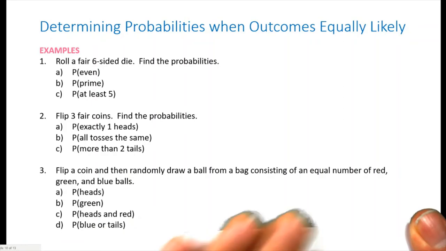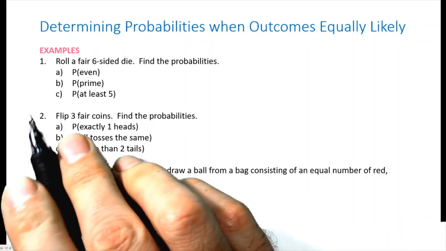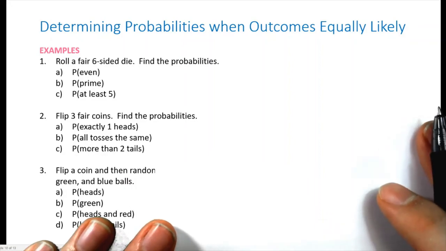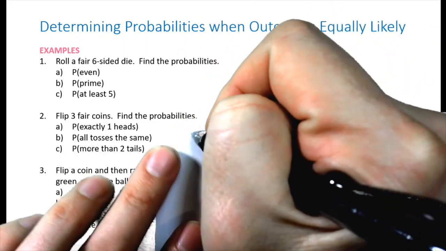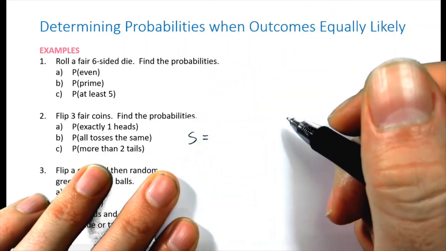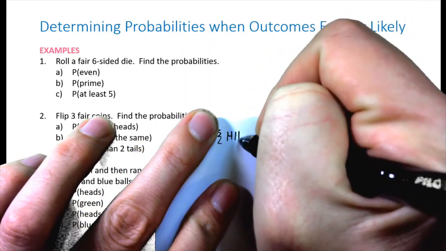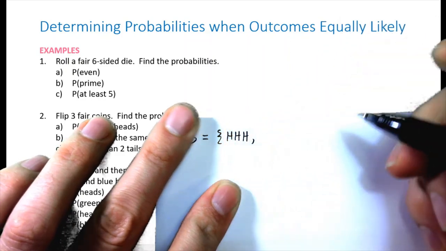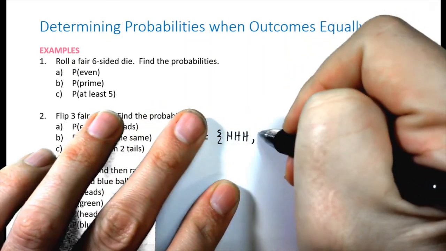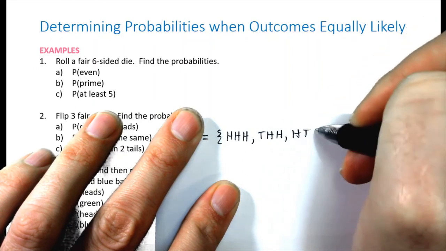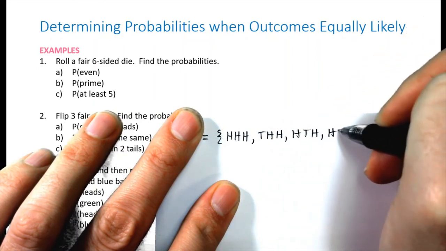Let's look at the flip 3 fair coins. Find the probabilities. Okay. Well, first thing we have to do is write down our sample space. When I flip 3 fair coins, what are the possibilities? Well, I can get heads, heads, heads. I could get tails, heads, heads. I get heads, tails, heads. Heads, heads, tails.